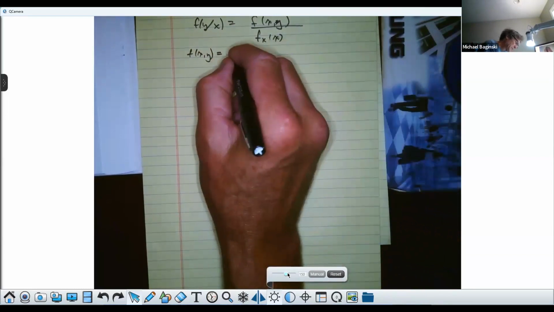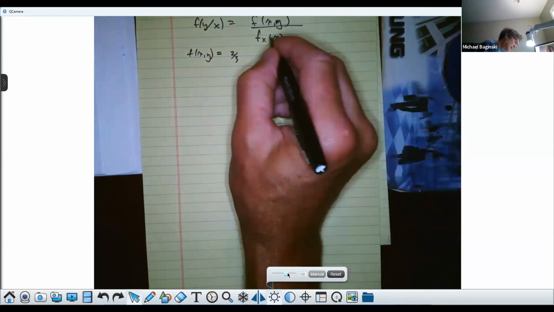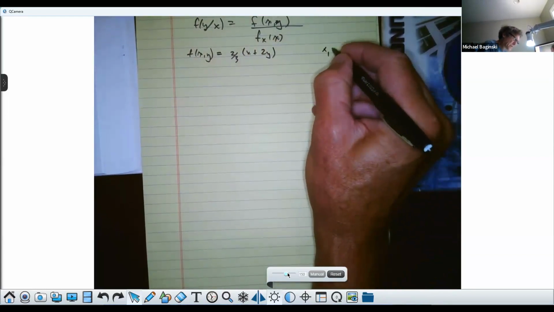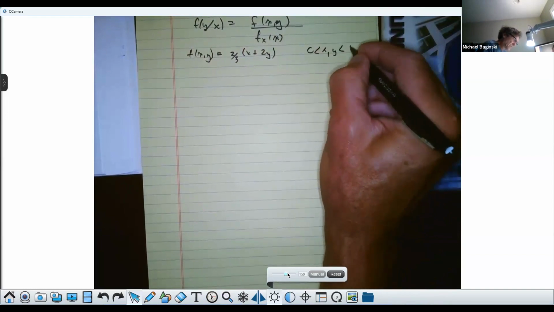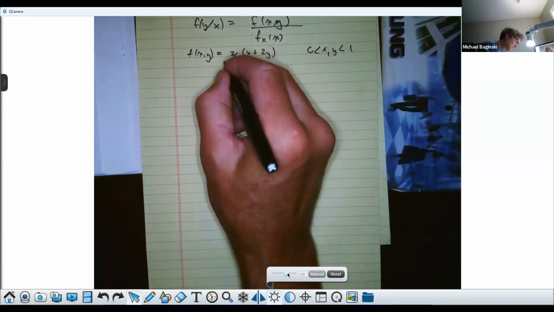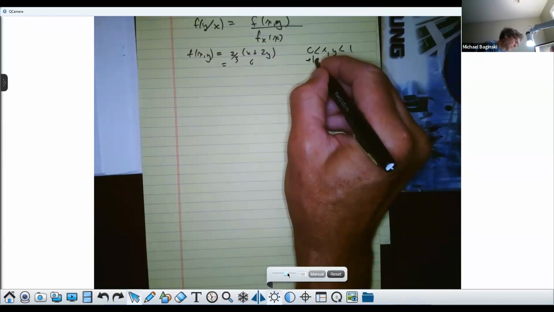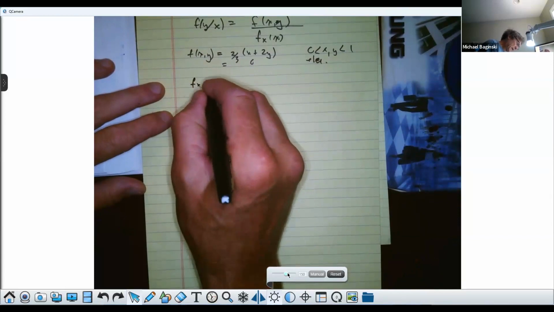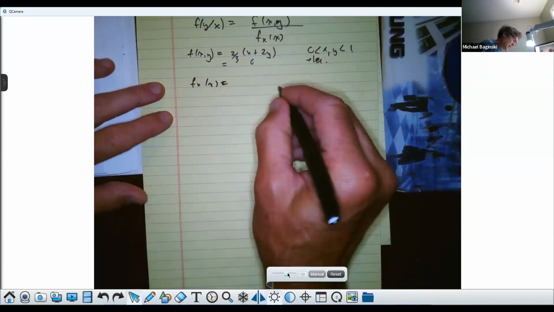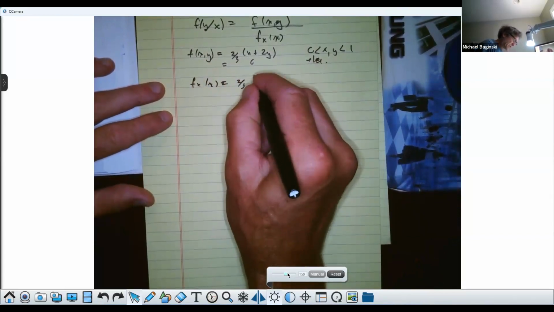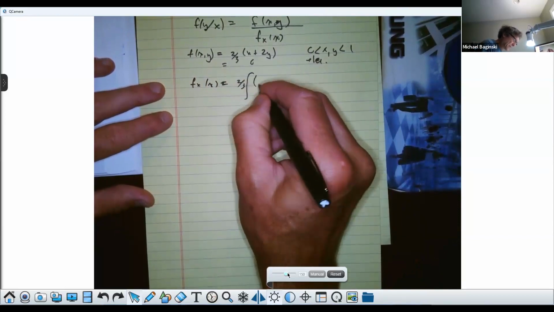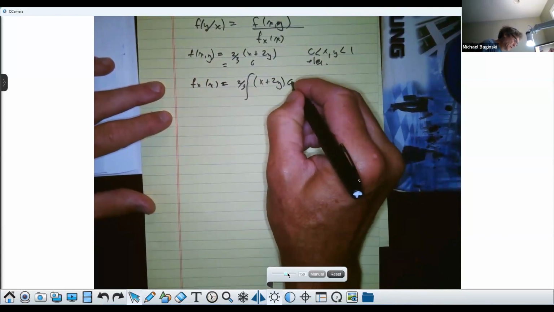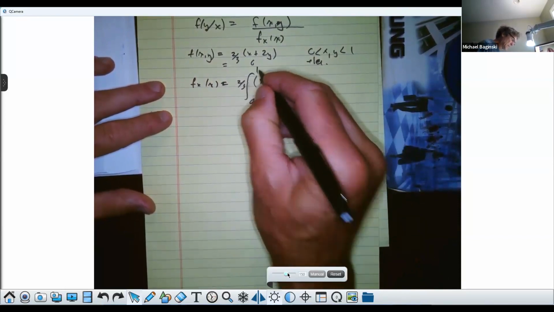That's 2/3 of x plus 2y, and this is for x, y greater than 0 and less than 1, and 0 else. Now we need f of x. So f_X of x is going to be this thing. It's 2/3; I'm going to take that constant out front. Then I have to integrate x plus 2y dy from 0 to 1.